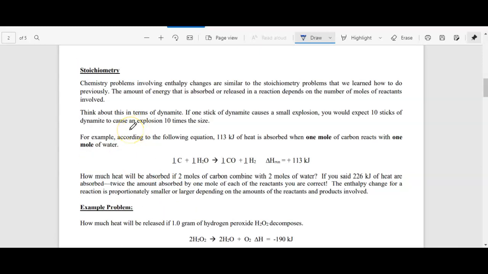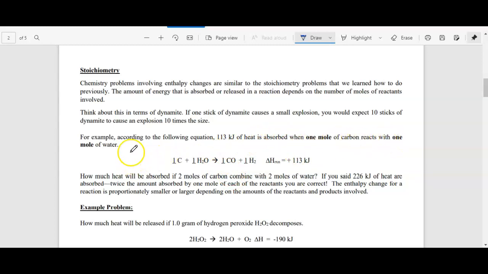Stoichiometry, that's what we had in our warm-up today. Chemistry problems involving enthalpy changes are similar to stoichiometry problems that we learned how to do previously. The amount of energy that is absorbed or released in a reaction depends on the number of moles of reactants involved. Think about this in terms of dynamite. If one stick of dynamite causes a small explosion, you would expect 10 sticks of dynamite to cause an explosion 10 times the size.